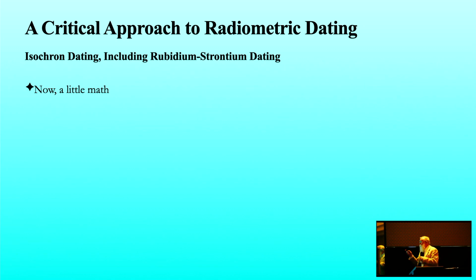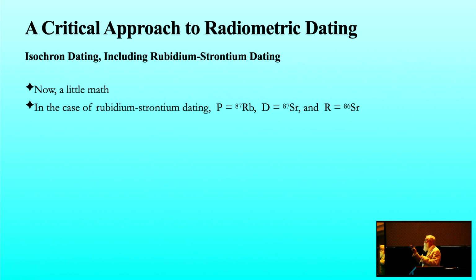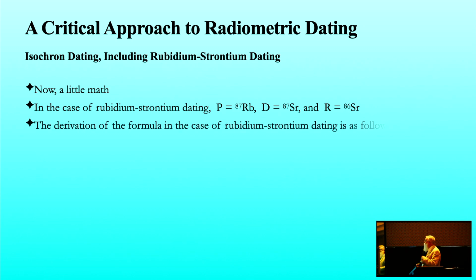Now, this is going to be a little math. Don't worry about it. Everybody agrees with it. In the case of rubidium-strontium dating, the parent is going to be 87 rubidium, the daughter is going to be 87 strontium, and the reference isotope by convention is 86 strontium. They could have chosen 88 strontium. They could have chosen 84 strontium. It doesn't matter. The math turns out to be the same except for the fudge factor numbers that you use.